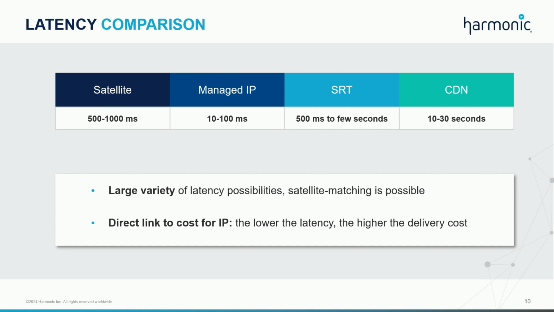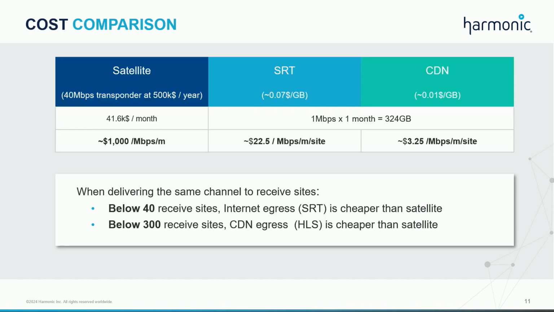So first key aspect, satellite matching is possible with IP on the latency side. And obviously there is a direct link with the cost aspect. That is, the lower the latency, the higher the cost of the distribution. There is no magic, unfortunately, around that. But which cost are we talking about?